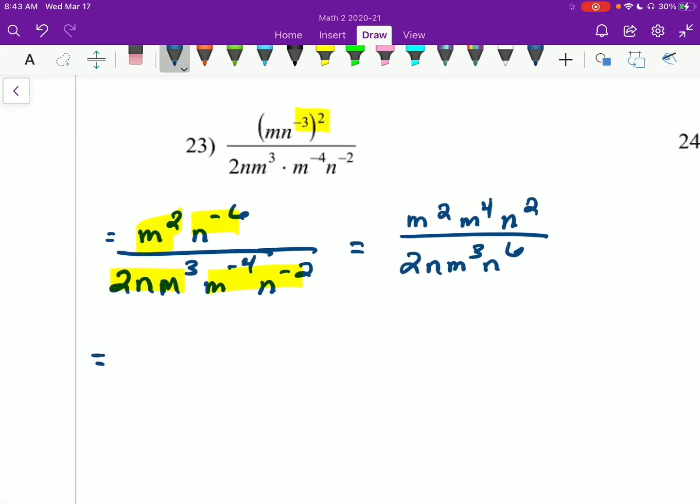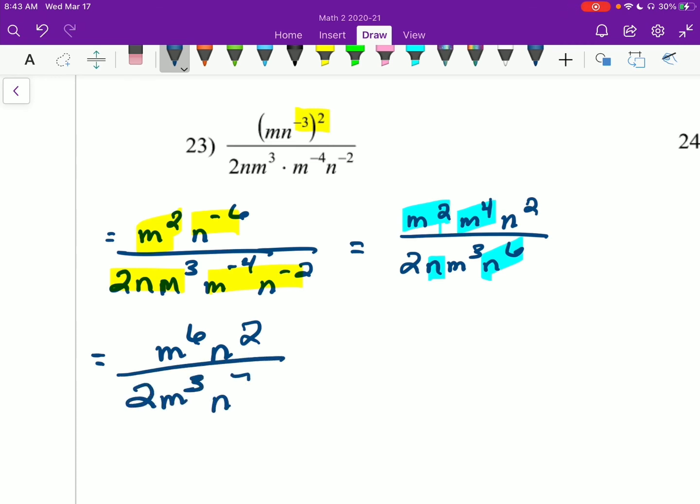It's not quite combining like terms, but we're going to put together the m and the m here, and the n and the n there. So this will be m to the 6th n squared over 2m cubed n to the 7th.